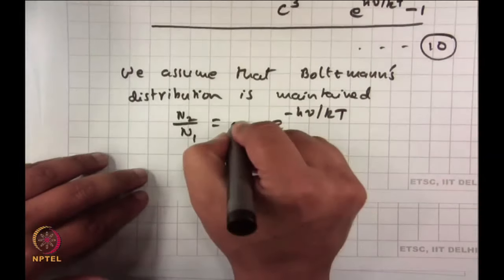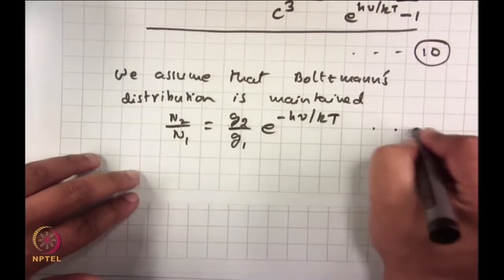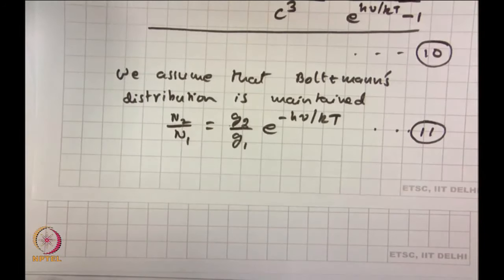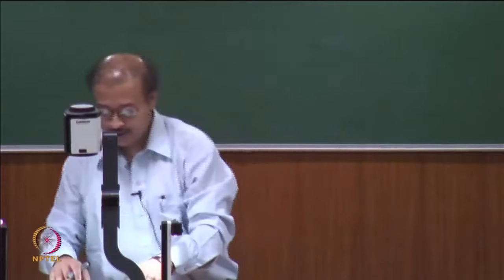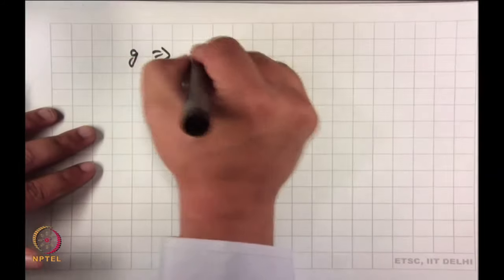Here I am sure you have seen this, I can also write g2 over g1. Can you tell what g refers to? What does g refer to? Degeneracy, right. So, g refers to degeneracy. So, what this g2 and g1 take care of is how many same energy levels you have of that specific level we are talking about, right.